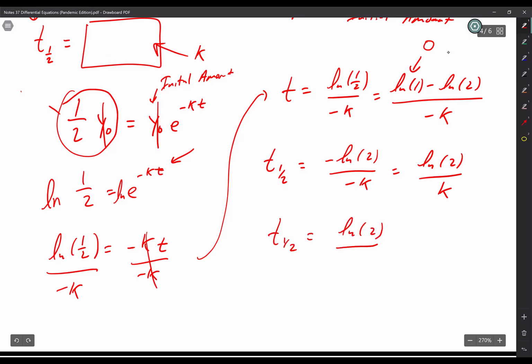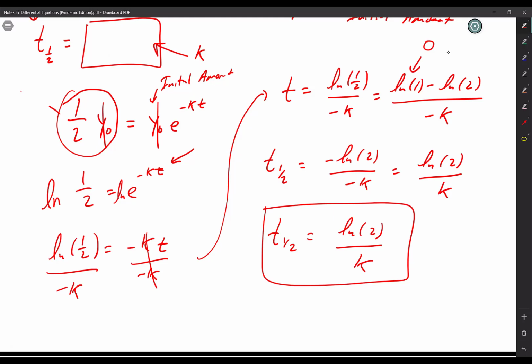I never memorize this, guys. But if you're in chemistry, you'll probably have to. K is a value that they have to give you based off of the element, what type you have, carbon 14, carbon 6, carbon 12.